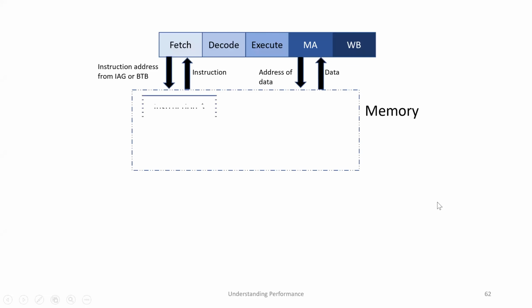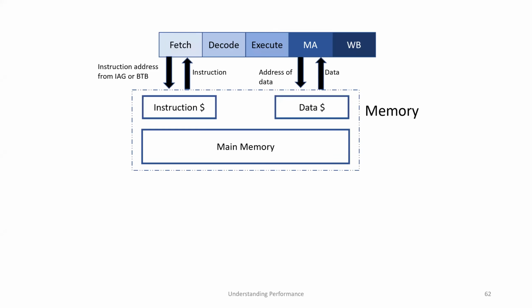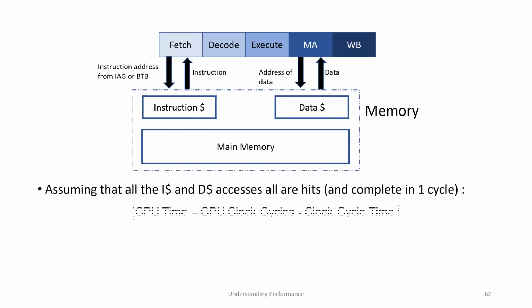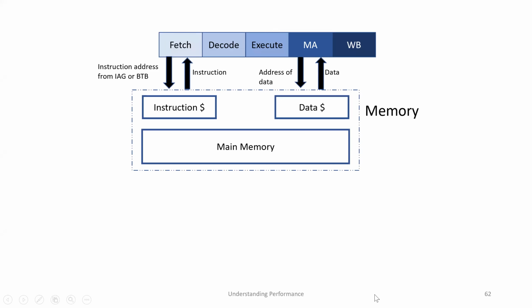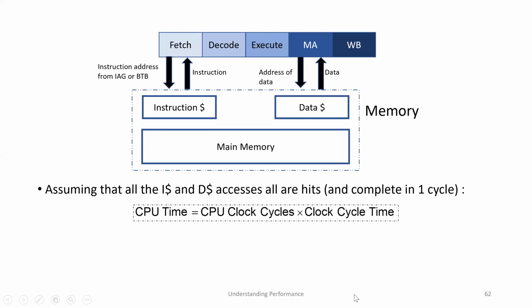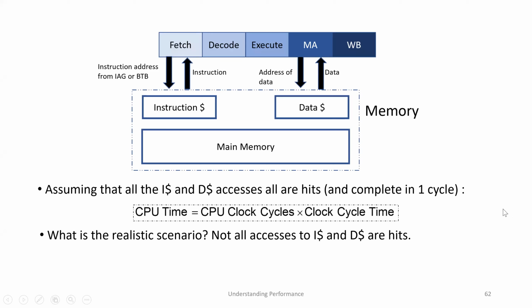So we saw earlier that we are trying to access the memory. Now we know that there is a hierarchy of memory, not a single mega block, right? Now, if all the instruction and data accesses are hits, meaning that they take only one cycle, then the time your program will take to run is just the number of clock cycles times the clock period of your processor. Okay, but typically it's not the case.